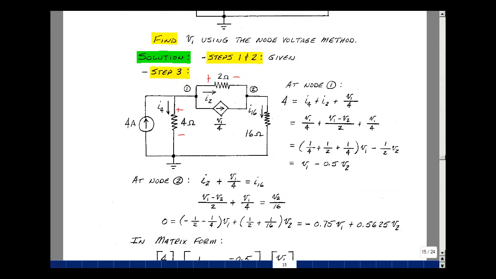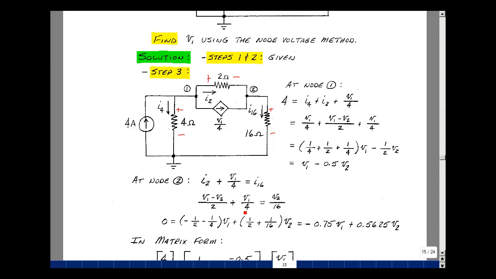Do the same thing at node 2. What's entering is I2, V1 over 4, and what's leaving is I16. I2 is V1 minus V2 divided by 2. V1 divided by 4 is the controlled source. And then because of this direction of current, applies the voltage this way by Ohm's law, we have V2 minus 0, or just V2 divided by 16.